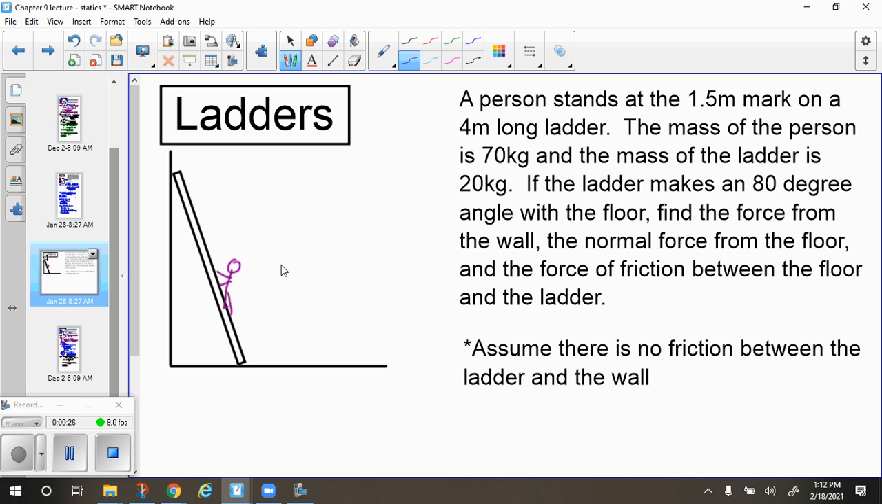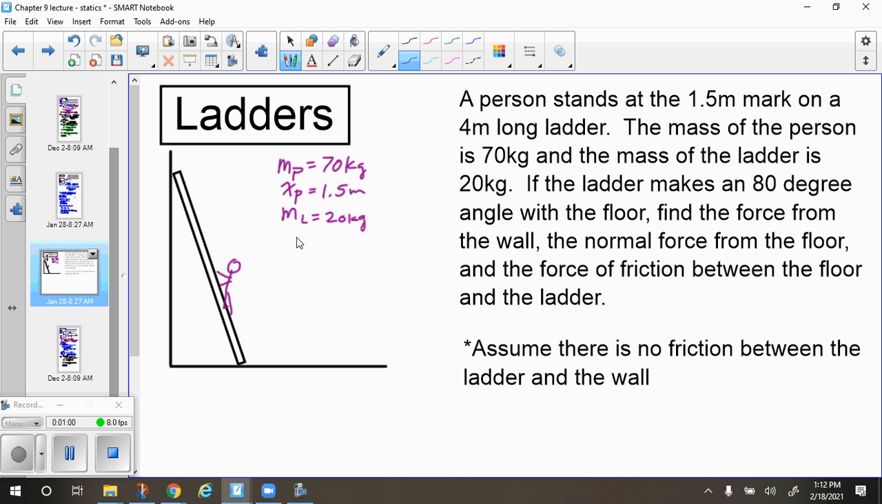Okay, so there's my person, and they are at 1.5 meters. The total ladder is 4 meters long. The mass of the person is 70 kilograms. I'm going to lay out my notes up here. I also know that the position of the person is 1.5 meters from the floor. Then we know that the mass of the ladder is 20 kilograms.